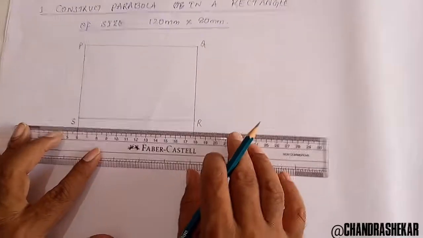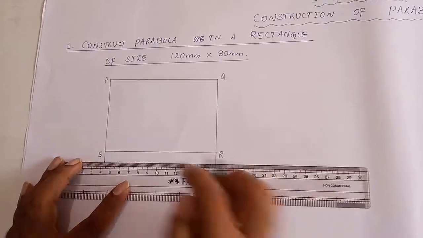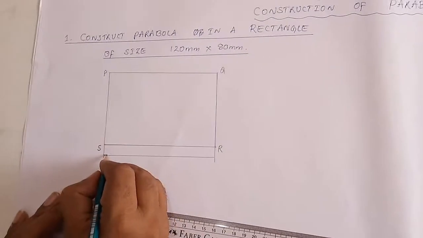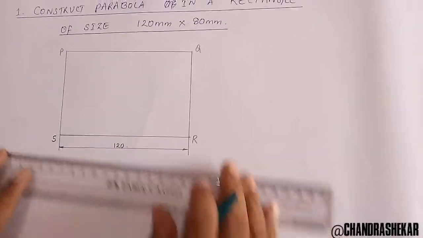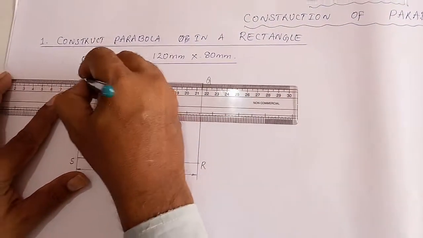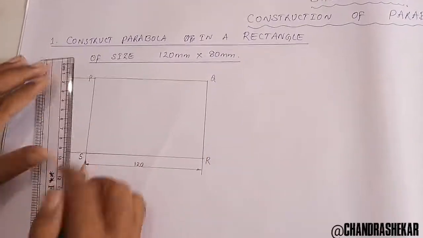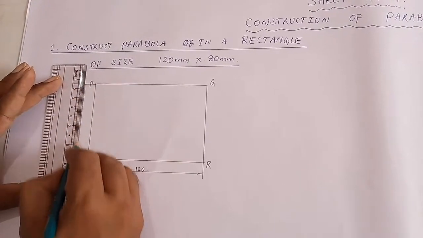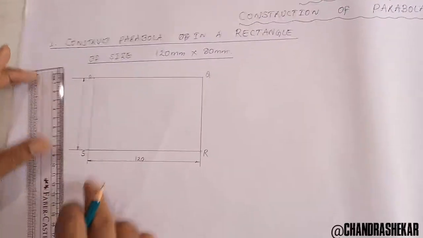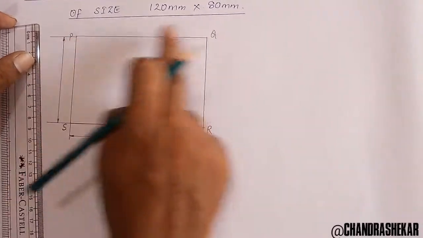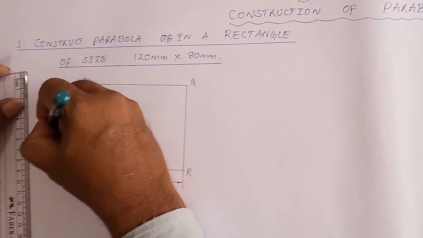Let this dimension line be thin. You have to take 1 centimeter from here. This is 120 mm, and this dimension is 80 mm. Okay, this is the first step. What is the first step? Construct a rectangle PQRS of side 120 mm into 80 mm.